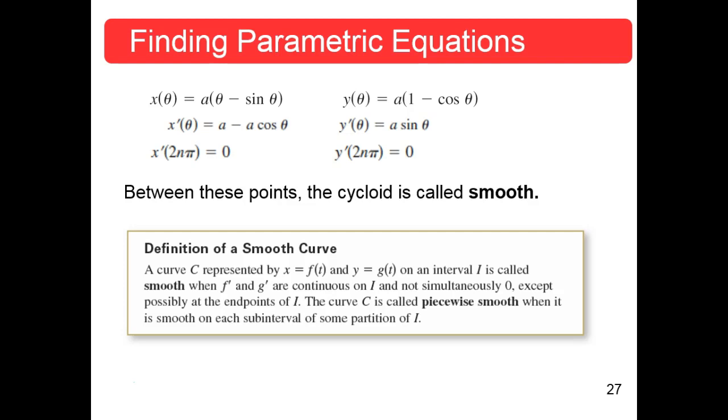A curve C represented by x equal f of t, y equal g of t on some interval I is called smooth when f prime, the derivative with respect to t, and g prime, are both continuous on I and not simultaneously 0, except possibly at the endpoints of the interval I. The curve C is called piecewise smooth when it is smooth on each subinterval of some partition of I, not necessarily at the junctions. These are not.